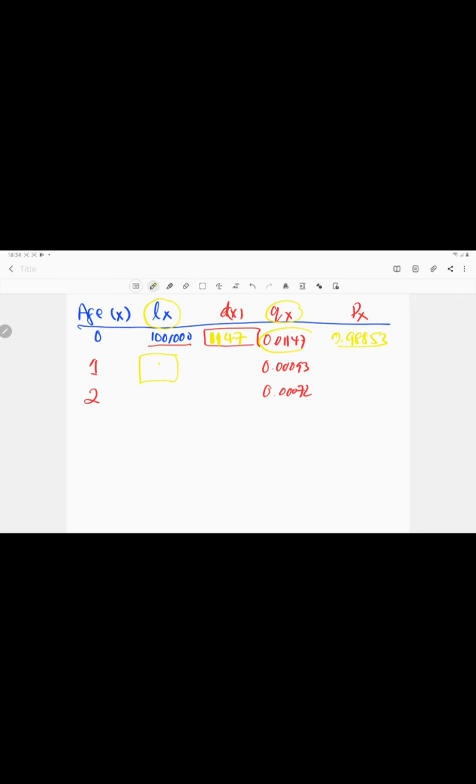To get this value, it means that at the beginning there were 100,000 people, and out of these 100,000 people, 1,147 died. So if these ones died, and you take the difference between the two, you have 98,853. These are the people that remained in that particular year. So you can take those forward, and this is your new lx. It is called lx1.